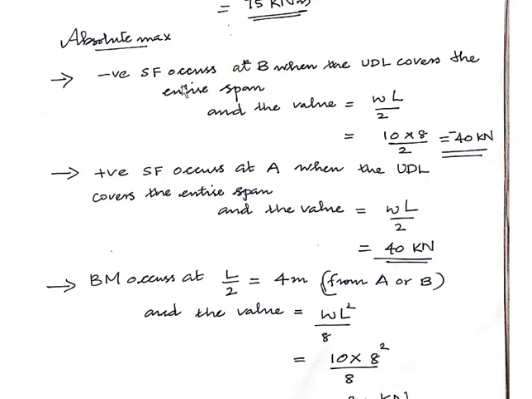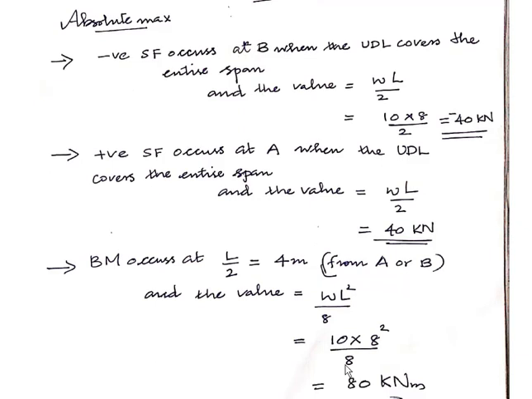We should specify where it occurs and when, and what is the value. When you go for the calculation of absolute maximum values, we should specify where the absolute maximum value occurs, when the absolute maximum value occurs, and what is the value.